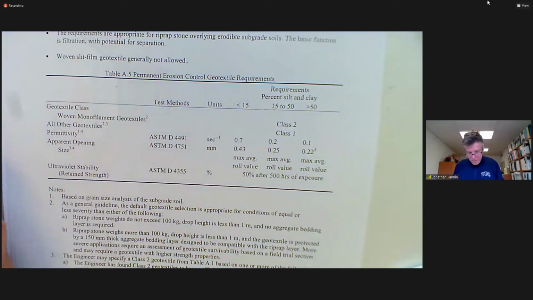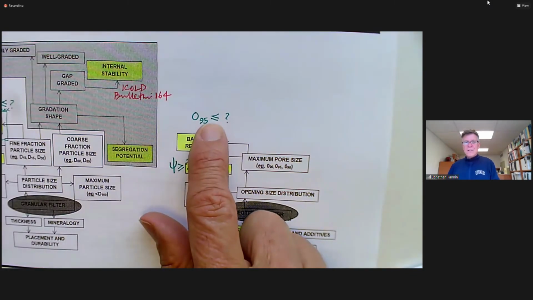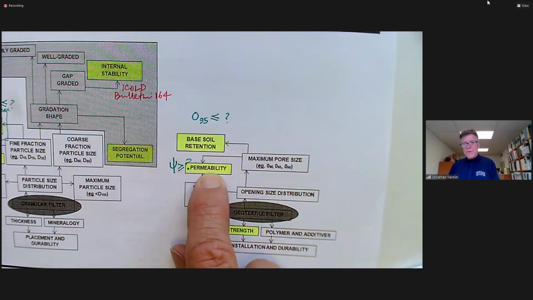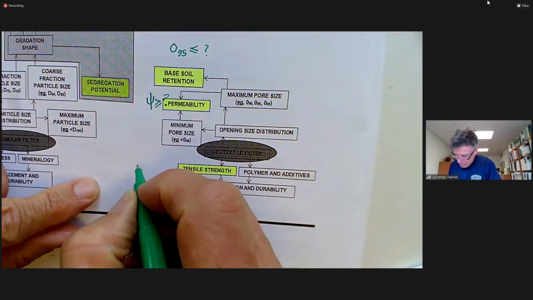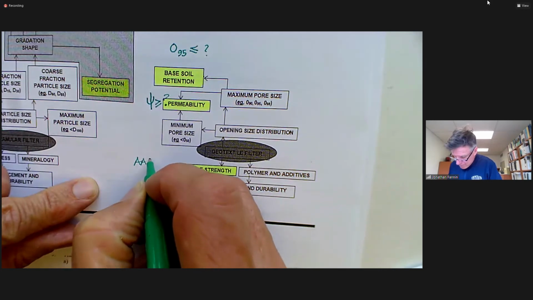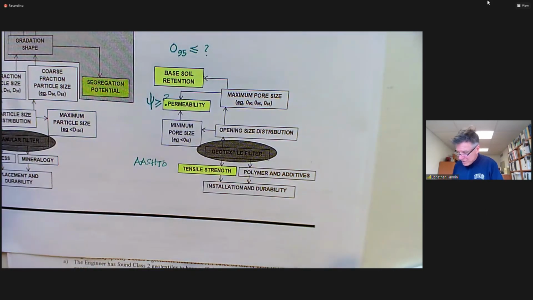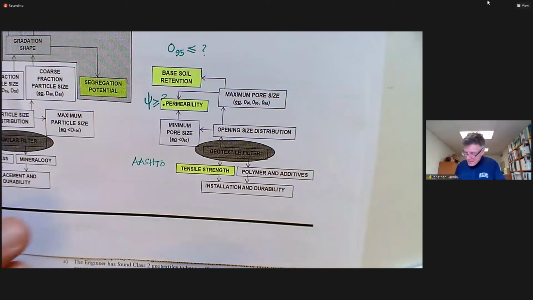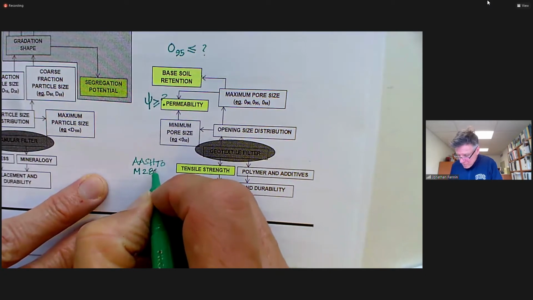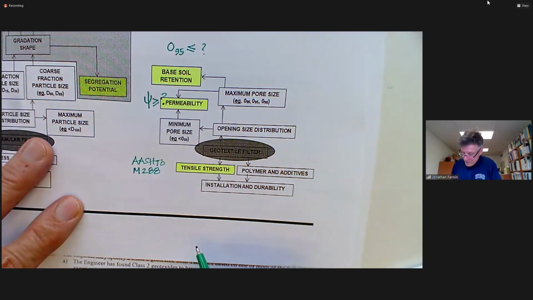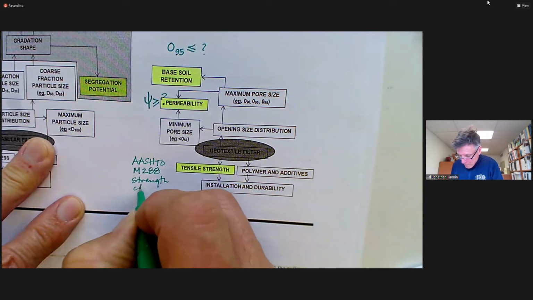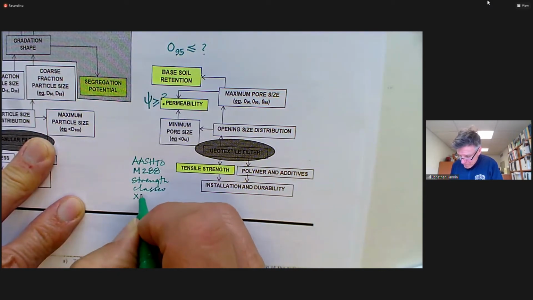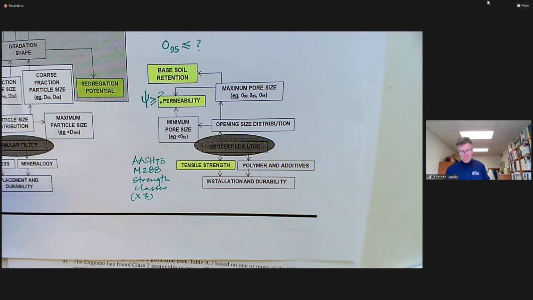Okay, so if I sweep back through, now we're moving towards closure. We see criteria for base soil retention. We see criteria for permeability. And for criteria on strength, I would defer you to the American Association of State Highway and Transportation Officials, that AASHTO M288, which is brought over into the Canadian Foundation Engineering Manual, strength classes. Three different strength classes.